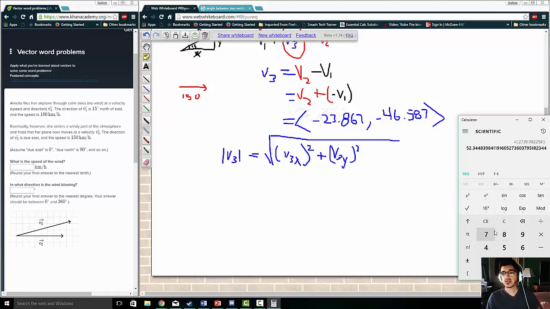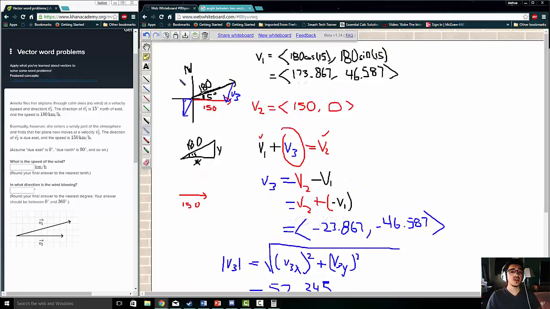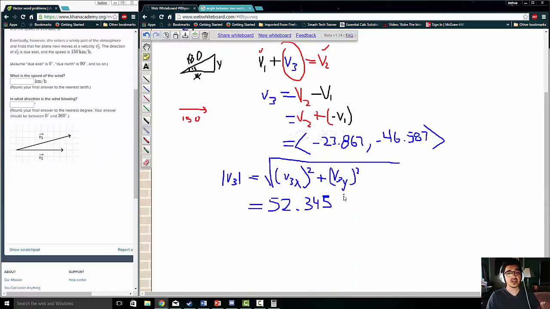Square root button. Perfect. It's 52. Seems like it could make sense because 50 times 50 is 2500, so 52 should be larger than that. So 52.345. And because this is a word problem and we care about units, in this case they already gave it to us, but we should be checking. So 180 kilometers per hour. Subtracting kilometers per hour from kilometers per hour, we should get kilometers per hour. And that is our speed.